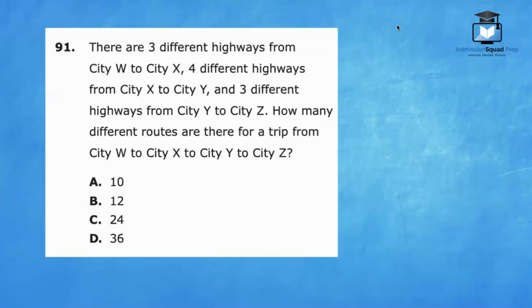Number 91. There are 3 different highways from city W to city X, 4 different highways from city X to city Y, and 3 different highways from city Y to city Z. How many different routes are there for a trip from W to X to Y to Z? We can use the counting principle to solve this problem. So all you really need to do here is multiply 3 times 4 times 3. 3 times 4 is 12. 12 times 3 is 36. So the correct answer is D.